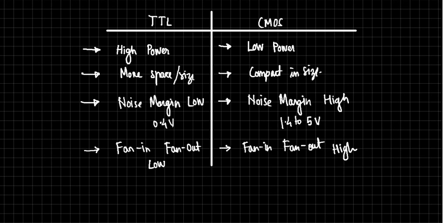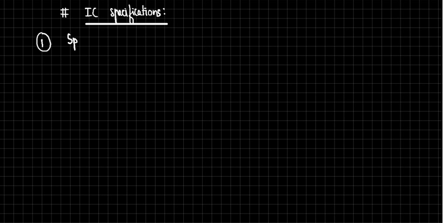So I'll just quickly tell you various specifications which device manufacturers specify in their data sheets. Very first thing, so these are IC specifications. First IC specification is the speed, or you can say the time delay. Better way to say it is time delay. This TD.